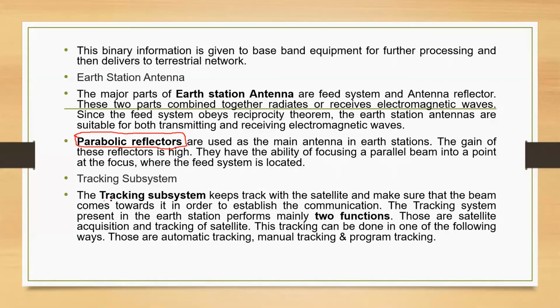Now regarding the tracking subsystem, what does a tracking subsystem do? There are two parts of it: acquisition of the signal and tracking of the satellite. There is a continuous signal being sent, and the signal is received. Depending upon the power level, we decide whether the signal is low power or high power, and depending upon this, we do the tracking using automatic tracking, manual tracking, and program tracking.